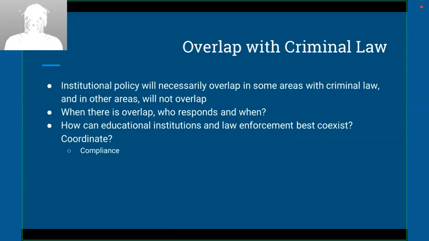Why would we ask how educational institutions? Why don't schools just report these things to the police and be done with it and let the police figure it out from there? Fair enough. But one of the answers to that is compliance, and there are other answers as well. But first I would say, again, there's not complete and total overlap.